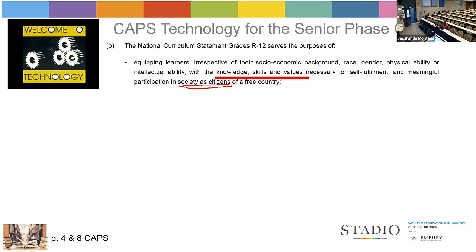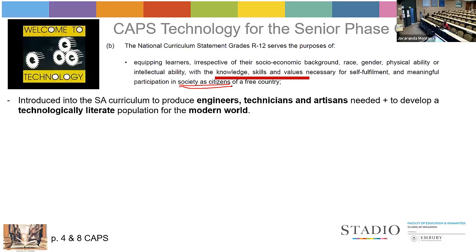Knowledge, skills, and values. Okay, so technology in South Africa was introduced to produce engineers, technicians, artists, and it helps to develop a technologically literate population for the modern world. So yes, we're helping the learners to have skills, knowledge, and values for the next phase, but we're also helping them to decide on a career, to decide on what direction they're going to go.